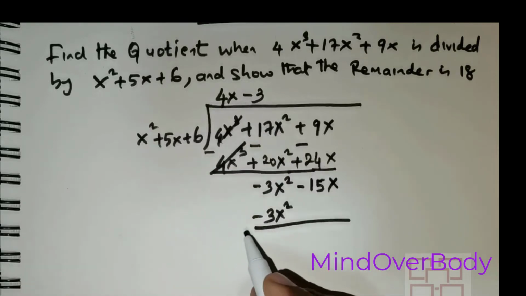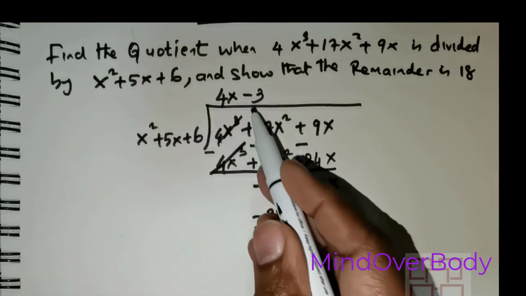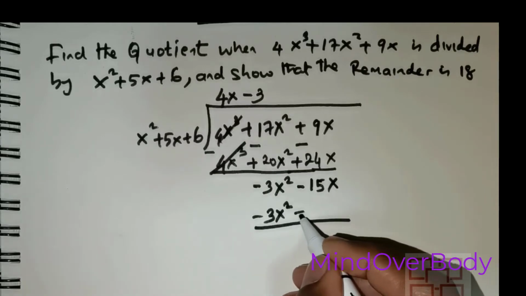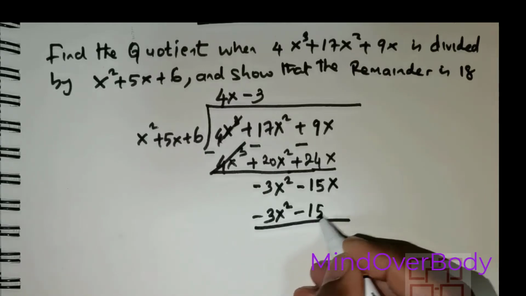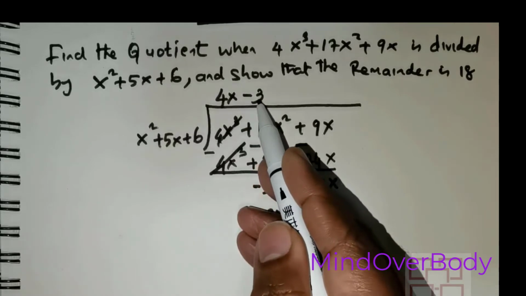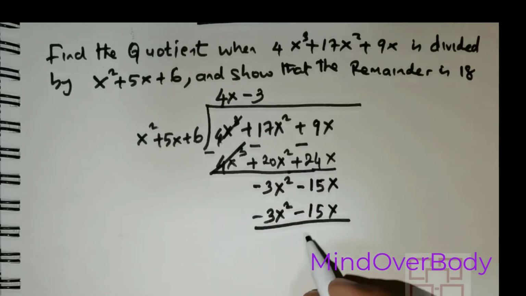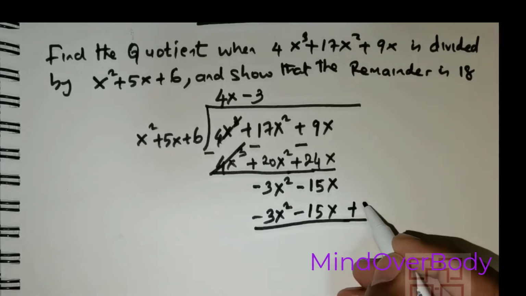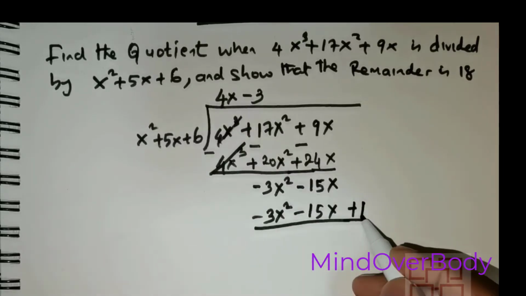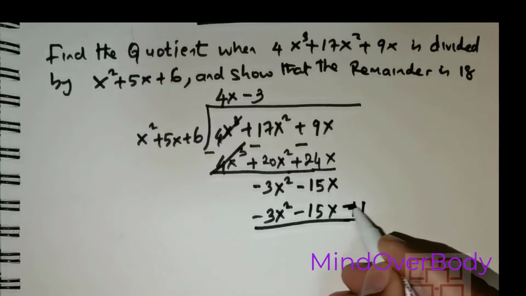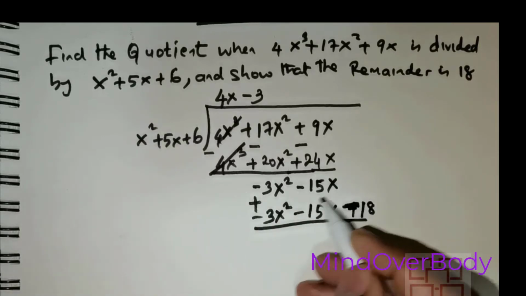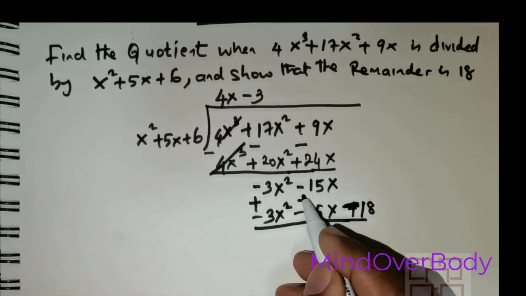Negative 3 multiplied with x squared would give me negative 3x squared. Negative 3 multiplied with positive 5x would give me negative 15x. And then negative 3 multiplied with positive 6 is going to give me negative 18. Okay, so that's going to be a negative sign there. Now minus there, change the sign to plus; minus is here, change the sign to plus.